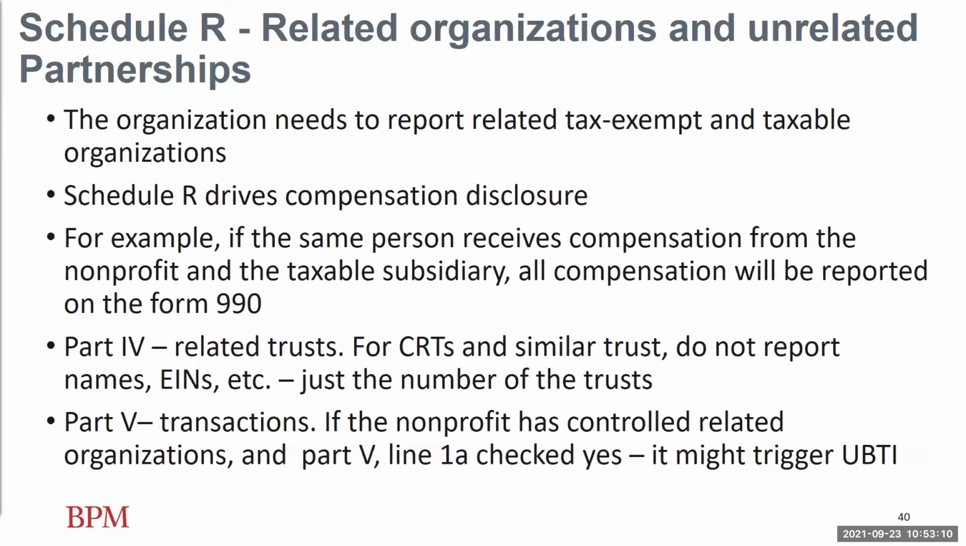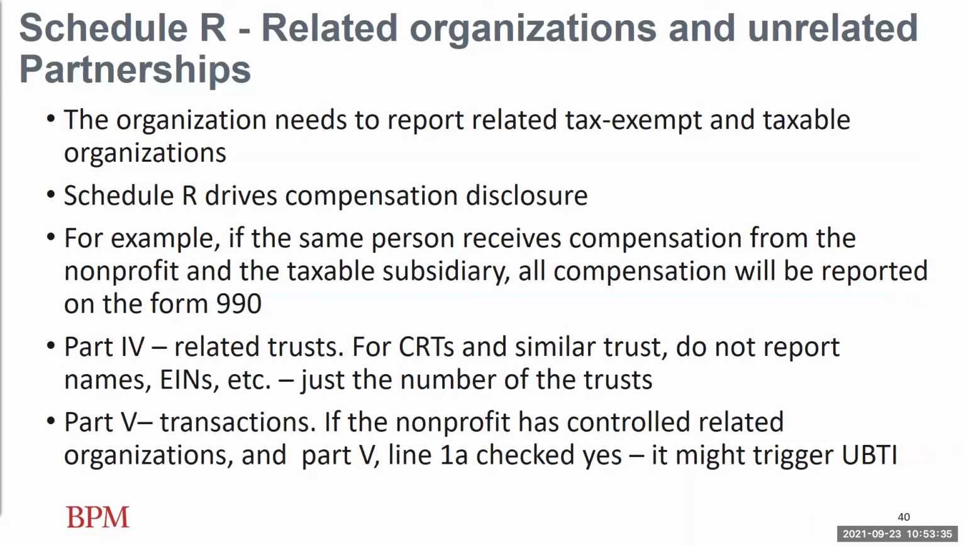It could be CRTs, but for CRTs, you just say how many CRTs you have. You don't list the names of CRTs or the EINs, because people won't appreciate having their names listed. So the IRS said, if you say CRT 5, it's enough. And then you also list transactions between related organizations and the tax-exempt organization.